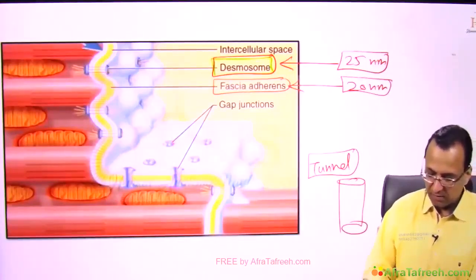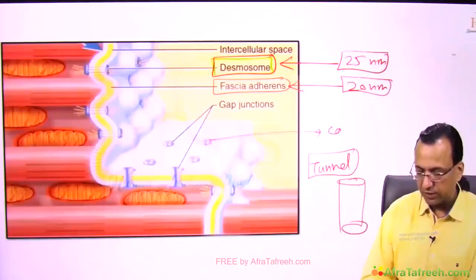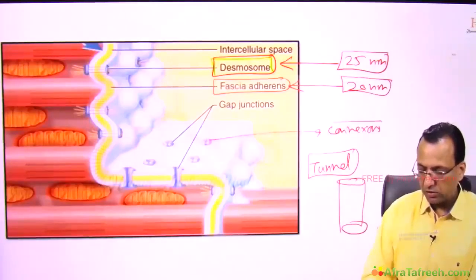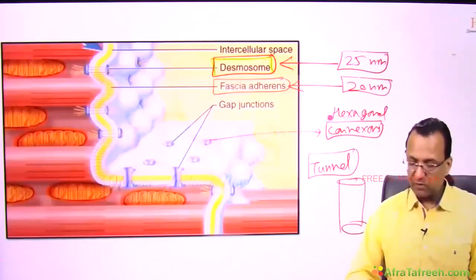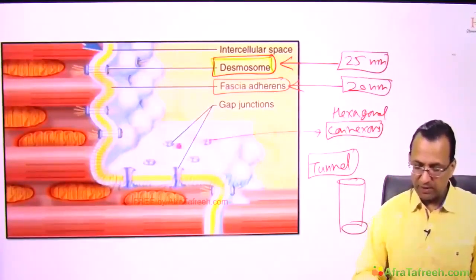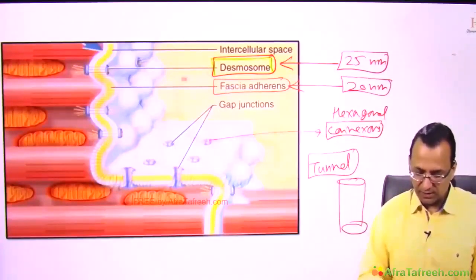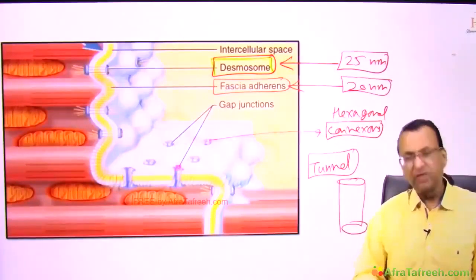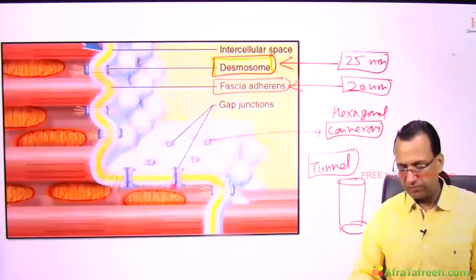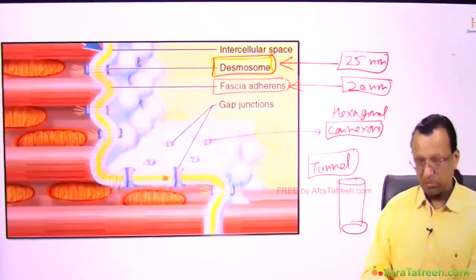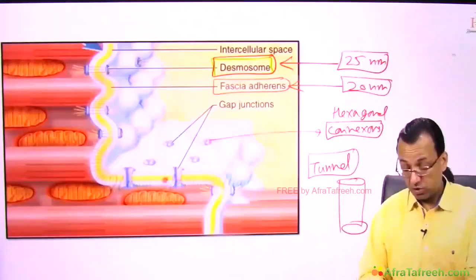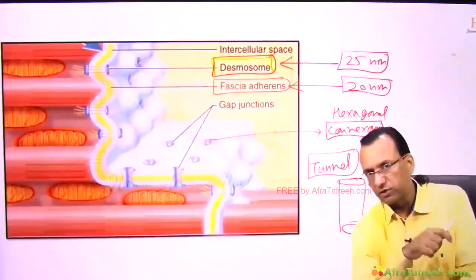It has some hexagonal structure, which has connexons, you know. Connexons are hexagonal structures making a tunnel between the cells. This is one cell, this is the other cell. For the passage of molecules and ions, this is the gap junction. And what is the intercellular gap? It's very narrow. So this is what we want to discuss in more detail.